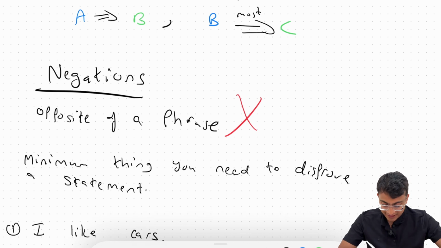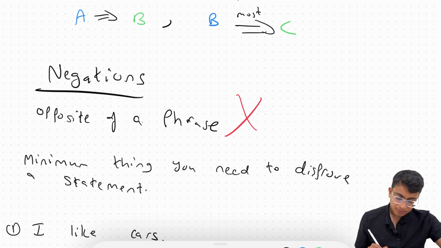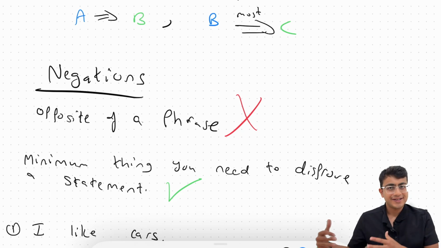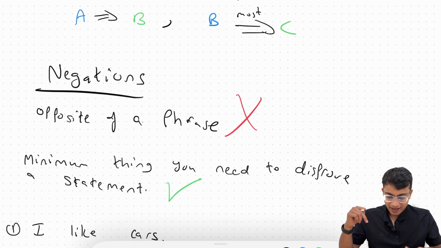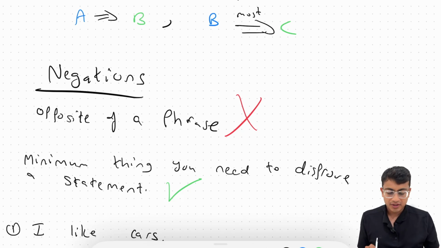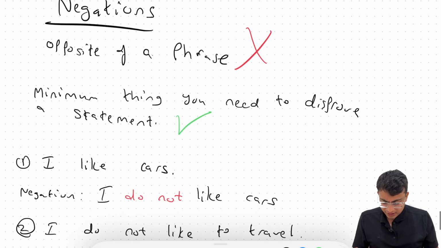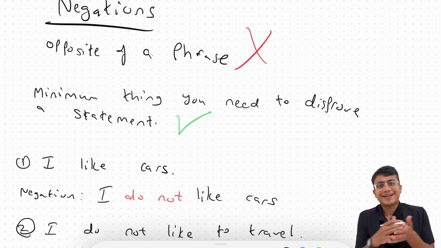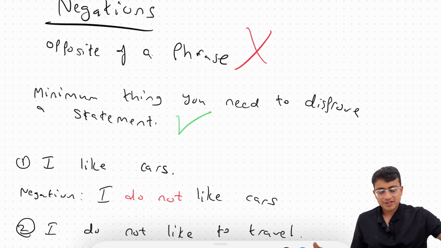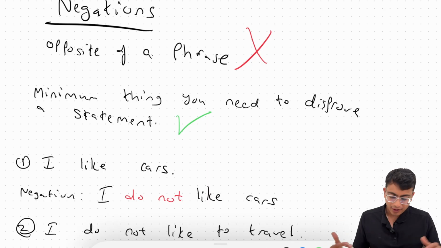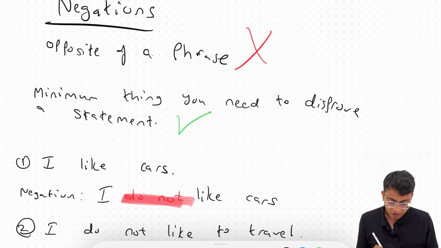Rather, a negation is the minimum thing you need to disprove a statement. This is a more accurate definition. And I'm going to walk you through some examples to help you understand why the first one is incorrect and the second one is correct. So when I have a simple statement like "I like cars," in order to disprove that, I can just add a "not." So I can just say I do not like cars.